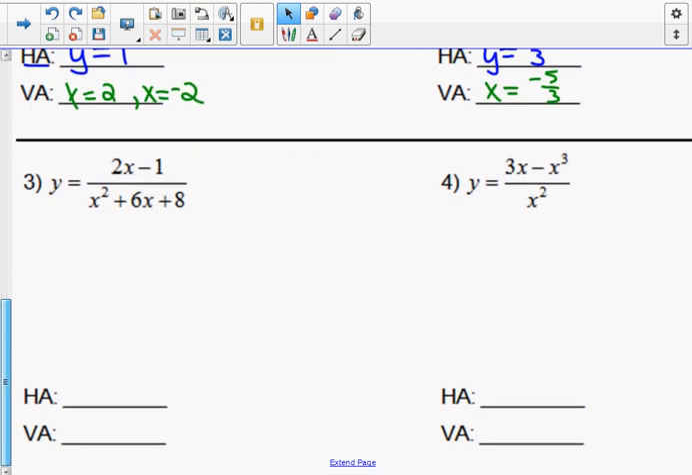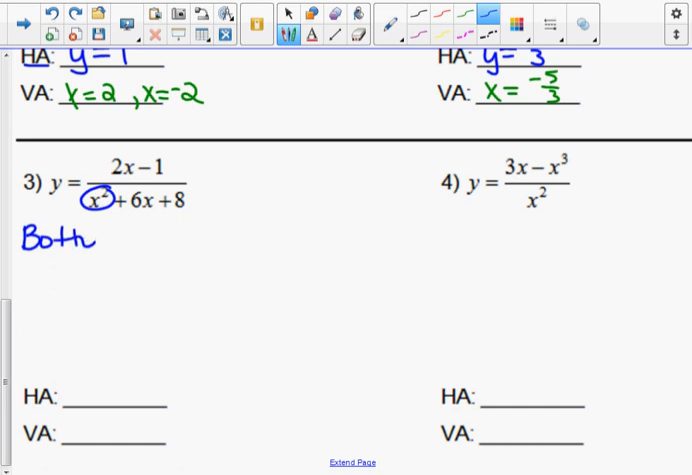Looking at the third example, to find the horizontal asymptote, you want to ask yourself, is this top heavy, bottom heavy, or the degrees the same? Hopefully you guys recognize that this will be bottom heavy. So because it's bottom heavy, we're going to have a horizontal asymptote at y equals 0.